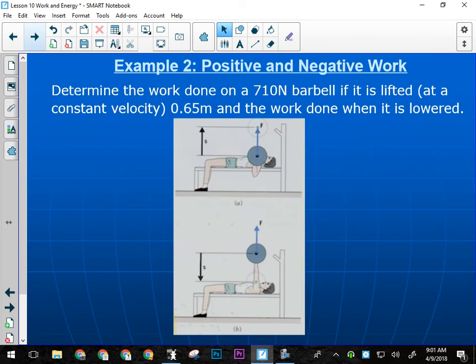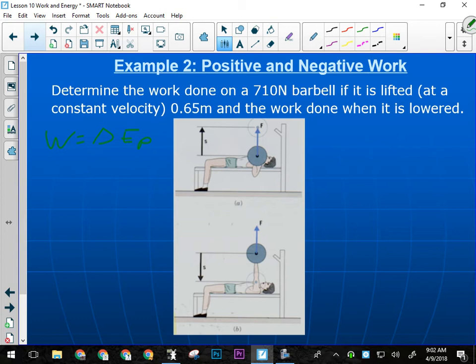All right, let's look at this example here. I've got this person who's doing bench press. We want to determine the work done on a 710 newton barbell if it's lifted at a constant velocity, so I'm not accelerating it, 0.65 meters, and the work done when it's lowered. If it's moving at a constant velocity upwards, what kind of energy am I changing about it? I'm changing its potential energy. So in this case, the work done is the change in potential energy of the barbell.